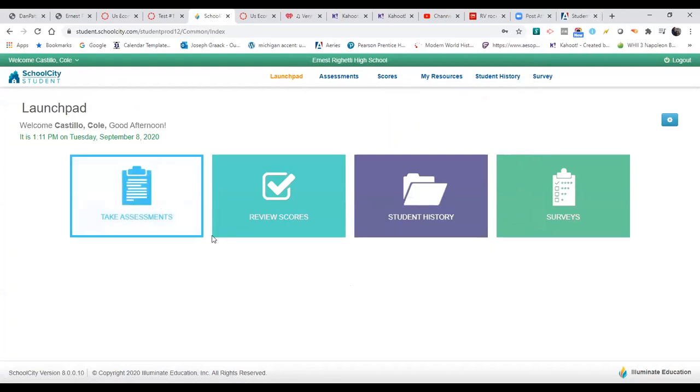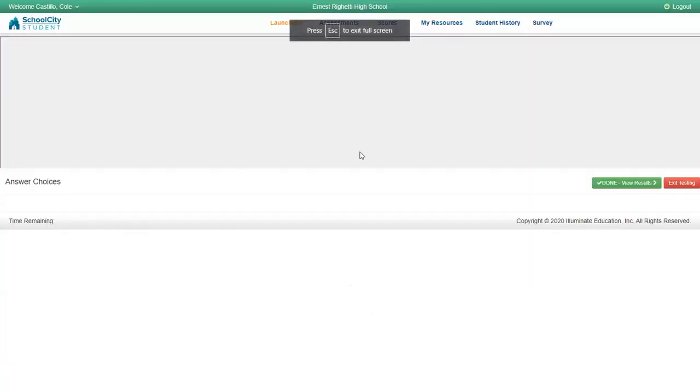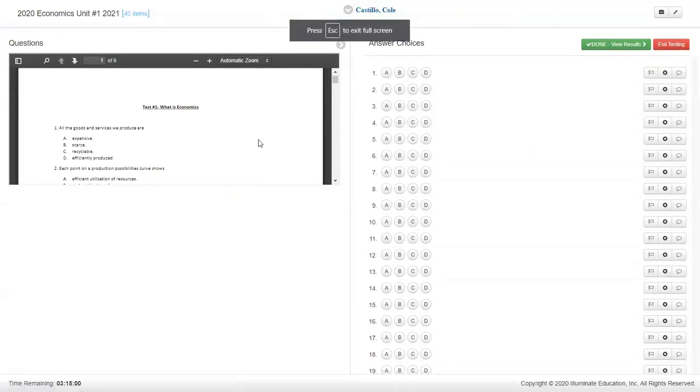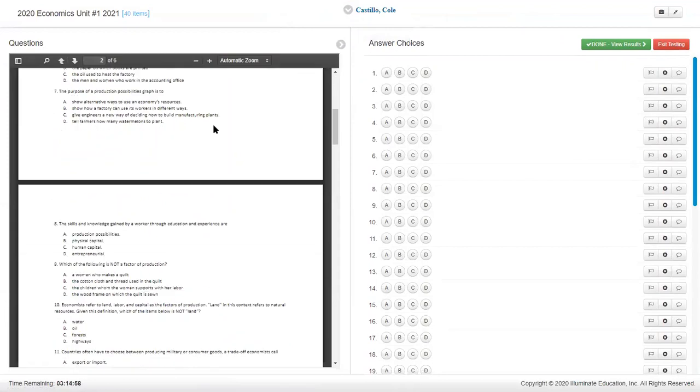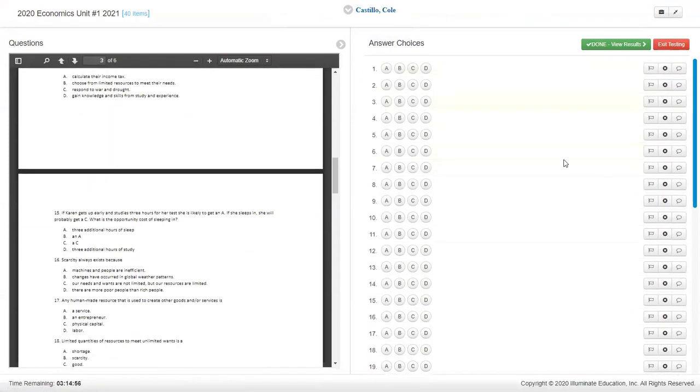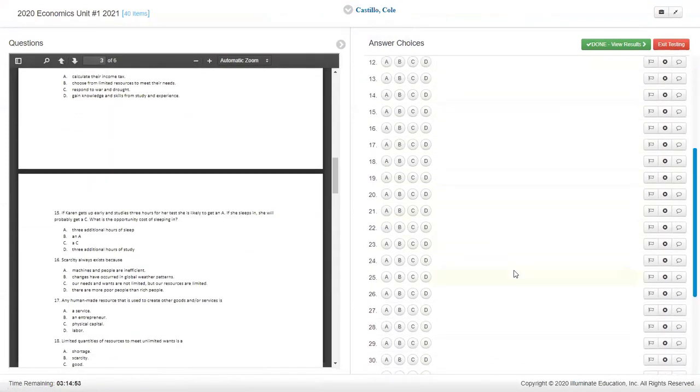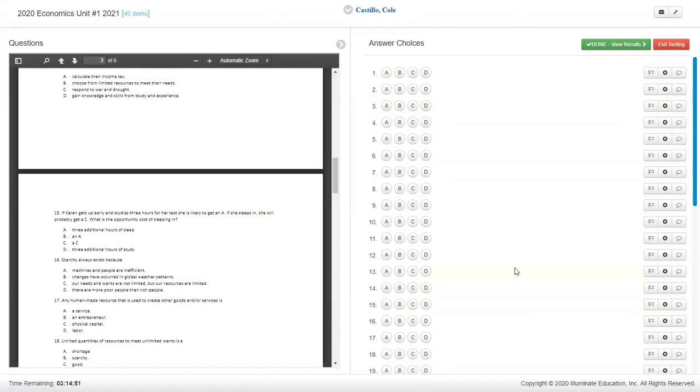You're going to go to Take Assessments. When you go to Take Assessments, you'll see that the Econ 1 there will be ready and open. If I click on that on the left-hand side, it's going to bring up the questions here. On the right-hand side, you're going to fill in the answers. Do we do that now or later? You do that whenever you can finish all 40.